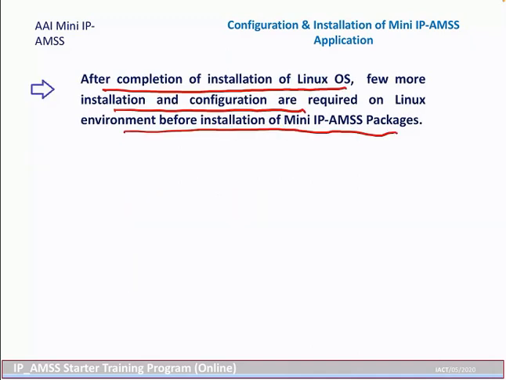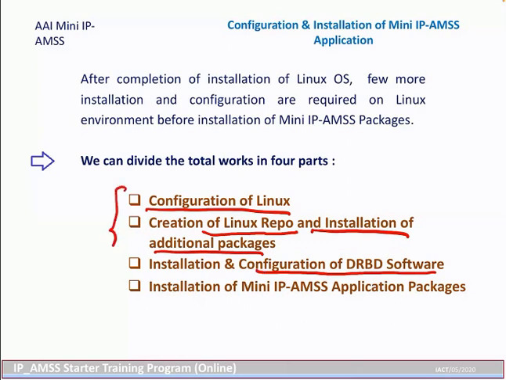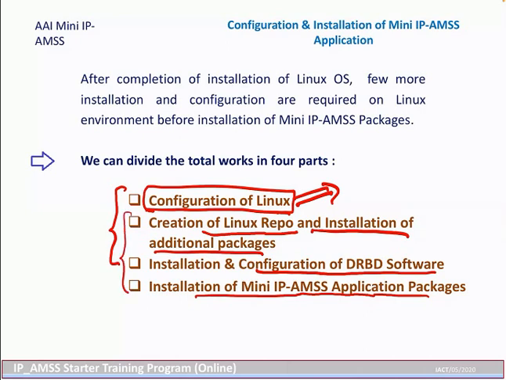So the total task is divided into 4 parts. First is Linux configuration. Then we have creation of Linux repo and installation of additional packages. Then we'll be installing the DRBD software. And finally, after doing all these basic steps, we'll be installing mini IPMSS application packages. I will be discussing only the first part, that is Linux configuration, and the rest of the parts will be taken by Sudhakar sir in a later session in today's later half.